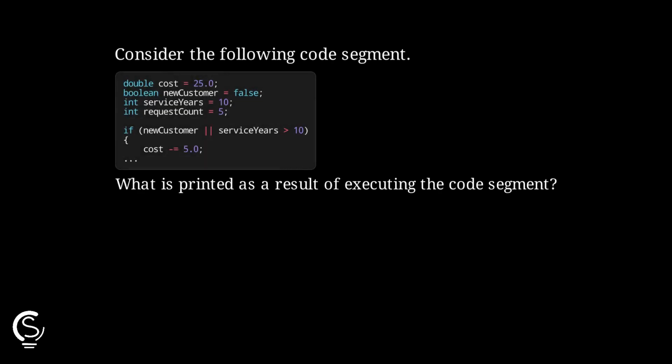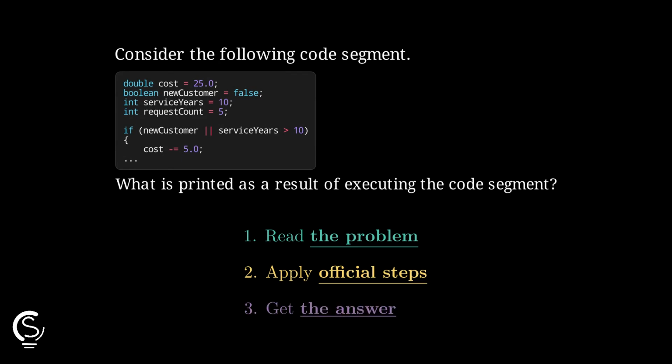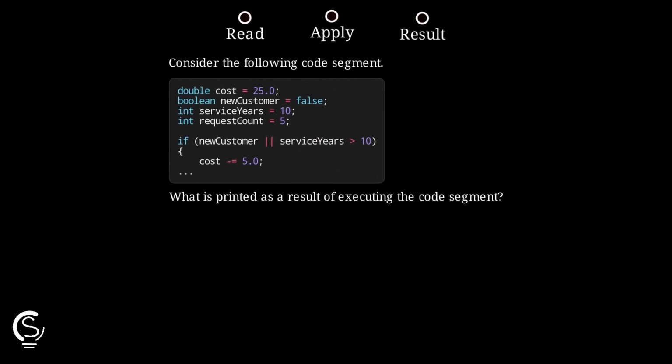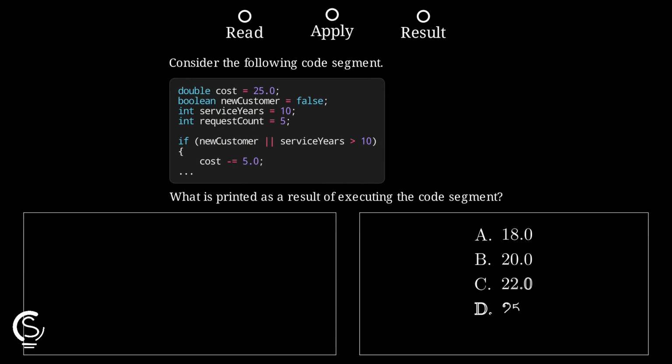Java code can be tricky, but we will solve this segment fast. Let's look at the variables and conditions to find the final printed cost. First, we initialize our variables. The cost starts at 25.0. We also have a new customer set to false, service years at 10, and a request count of 5.